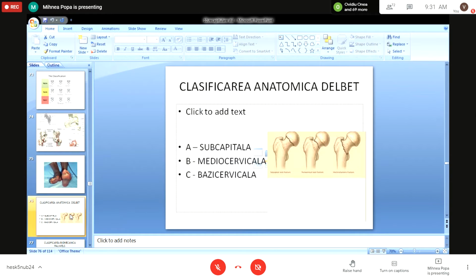Okay. We have this type of classification. First of the three that we will discuss, the Delbet classification. This is the most simple of all of them. It just classifies the neck of the femur in three parts where the fracture is: the subcapital, the mediocervical, and the basicervical. Why is this classification important?